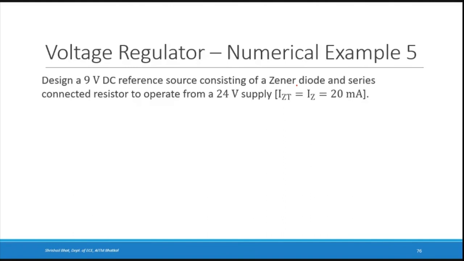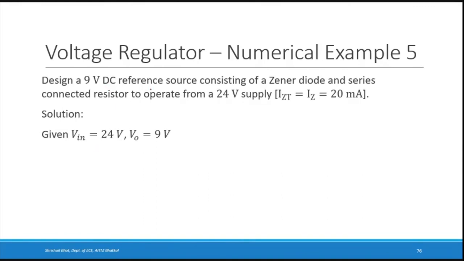What will be the specification of the Zener diode? The specification of the Zener diode will be its breakdown voltage Vz. Okay, so we will find that. Then we are going to use a series resistance R1. We will find what value of R1 we will use, and then we will draw the circuit. First, note down the given things. The supply voltage is given as 24 volts. So V in is 24 volts.